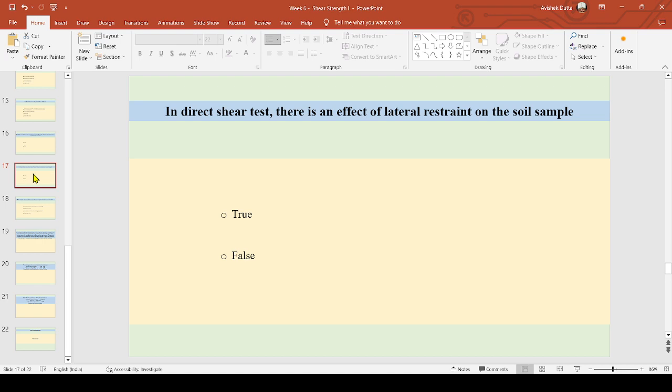All these questions is either an advantage or a limitation with respect to the direct shear test, and whichever is the limitation that has been overcome in the triaxial shear test, that we can cover in the next class, because in the next class also you have to cover some parts of the shear strength. So today's questions are mainly from the direct shear test, and some questions are also from the triaxial shear test.